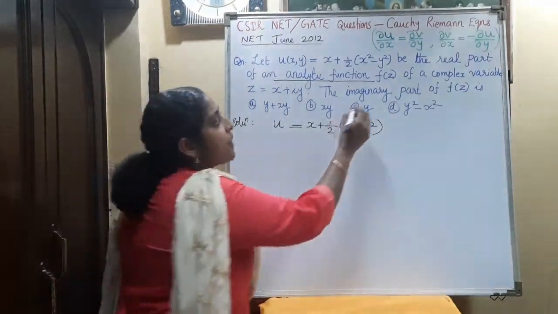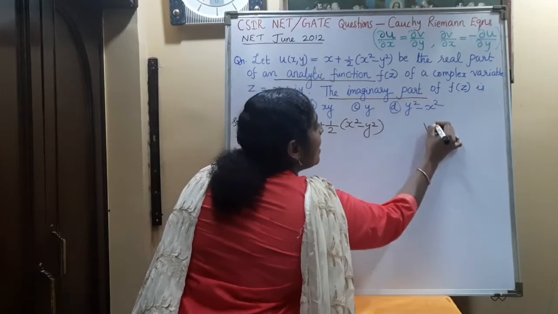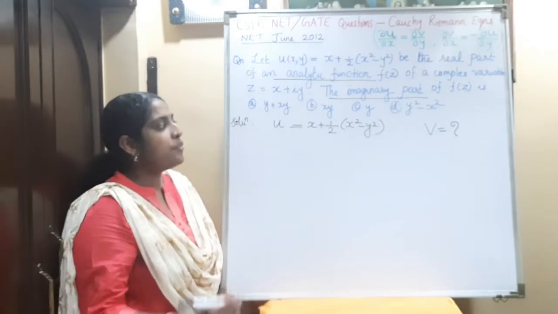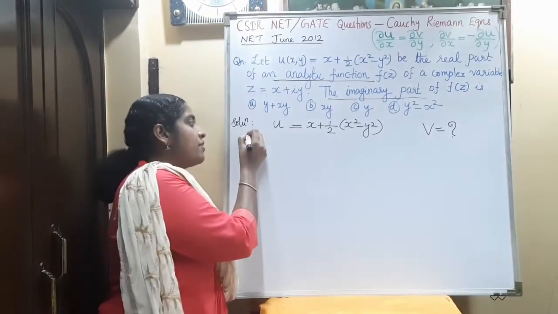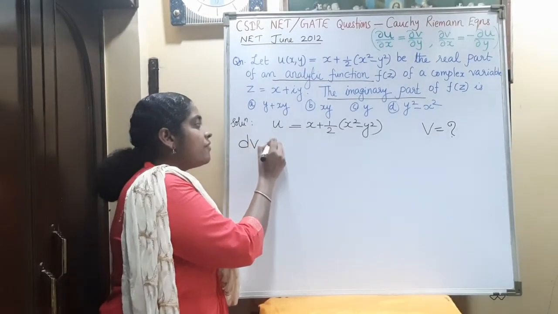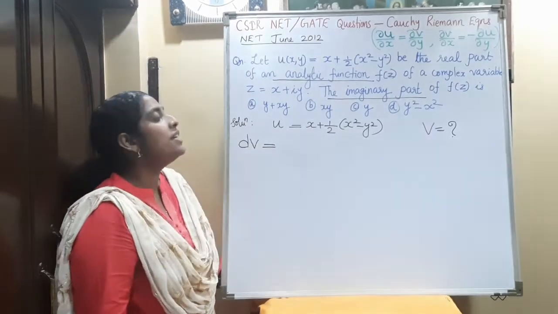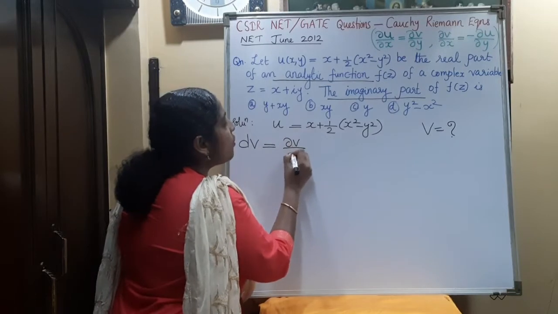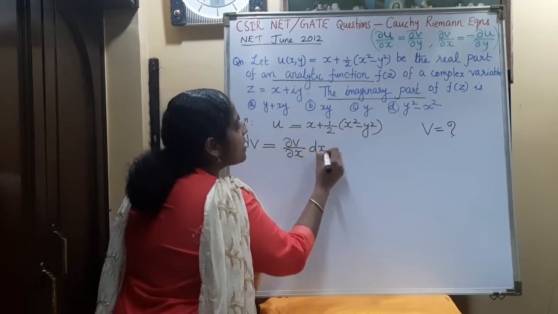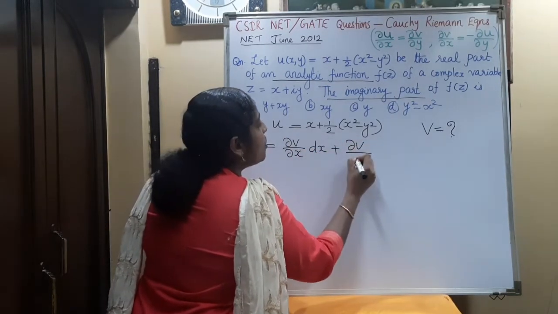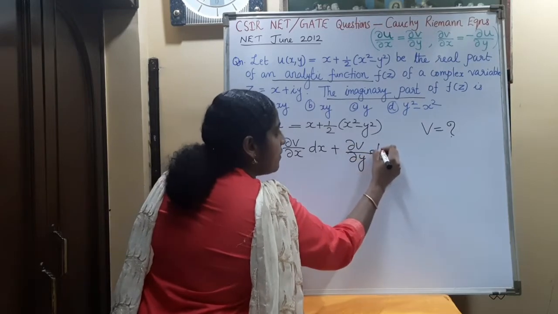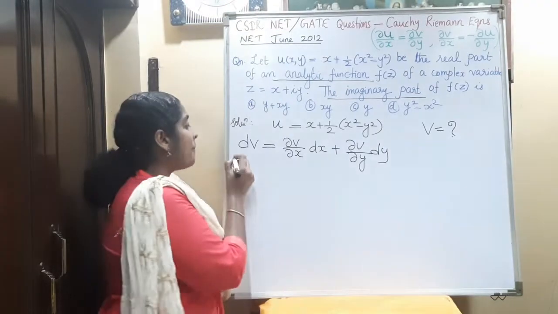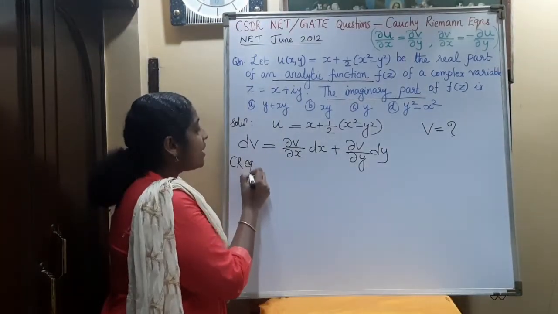So what we have to find out is the imaginary part. To find the imaginary part, we take the total derivative, that is dv is equal to dou v by dou x into dx plus dou v by dou y into dy. We don't know dou v by dou x and dou v by dou y, but we can apply the Cauchy Riemann equations there.